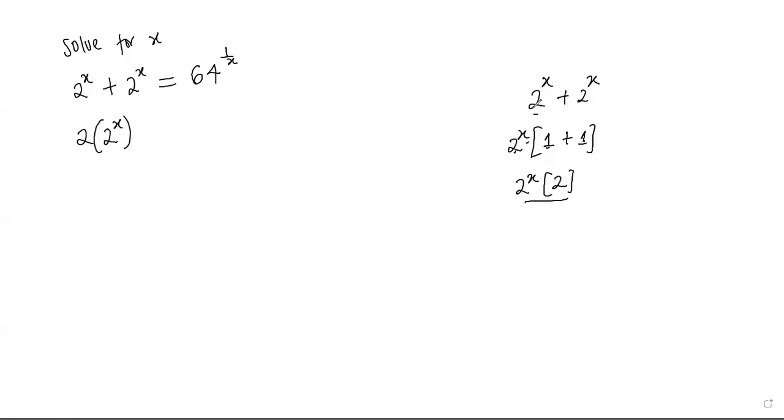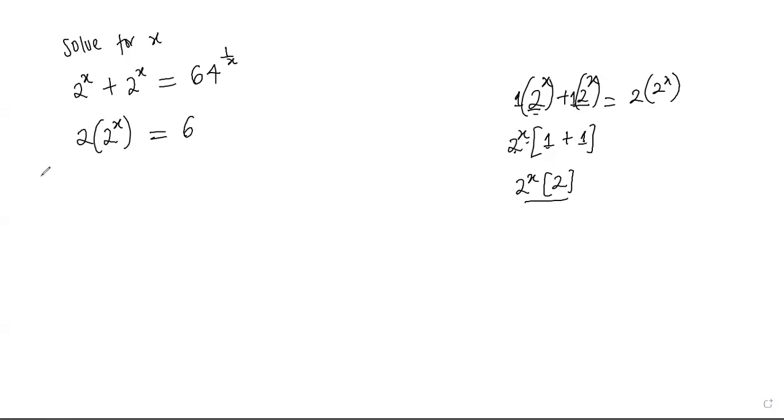Or you can think of it this way: this one plus this one is like one of these plus one of these, which will give us 2 of these. You understand? That's pretty much what I did here. So that is how I got this. And this is all equal to 64.